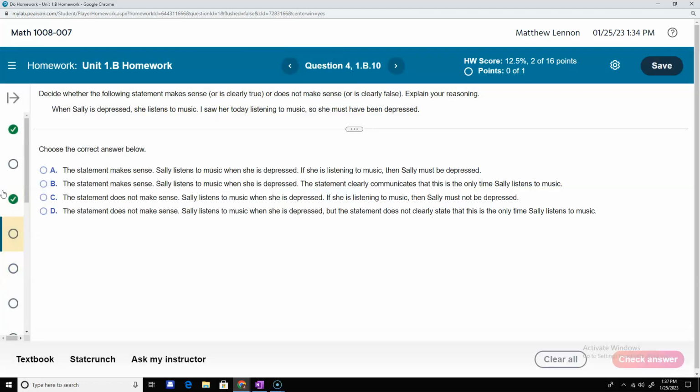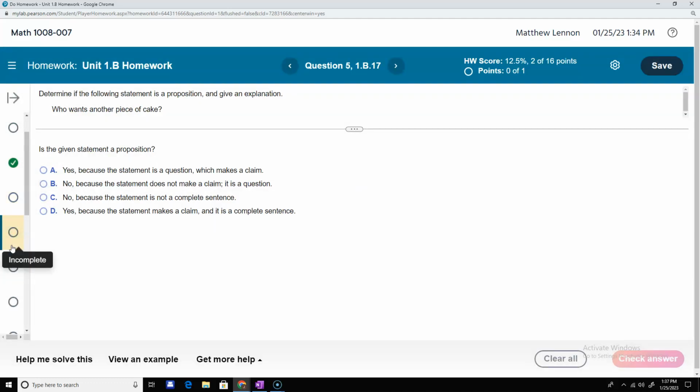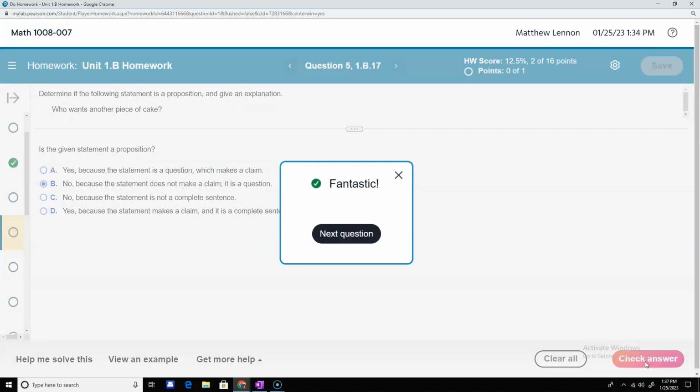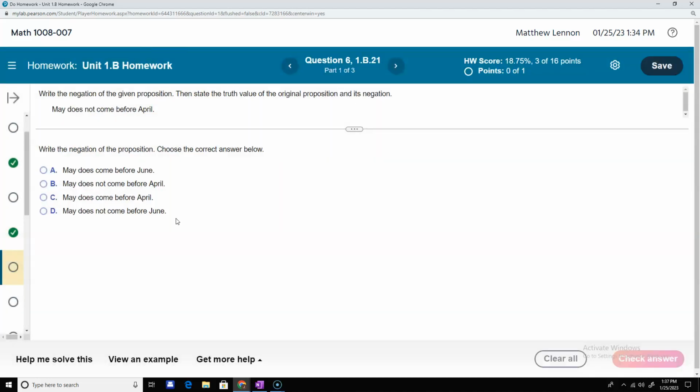Okay, so that's all we had there. We get another typical similar question with 4. Let's go ahead and see if 5 is something different. Determine if the following statement is a proposition and give an explanation. Who wants another piece of cake? This is a question, so it's not making any claims, so it's not going to be a proposition. So in this case, that would be B. Again, many of these refer directly to things we've talked about in the lecture video.